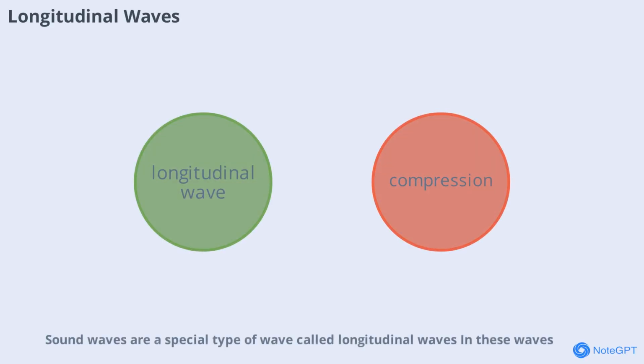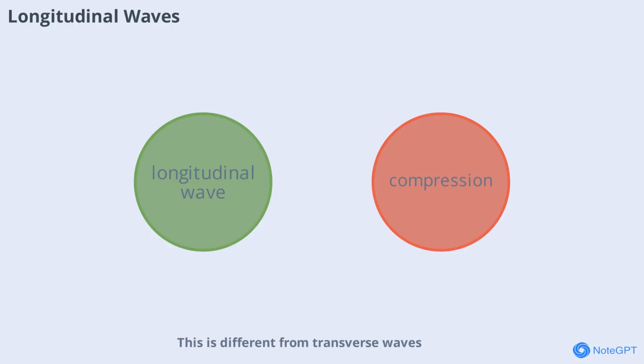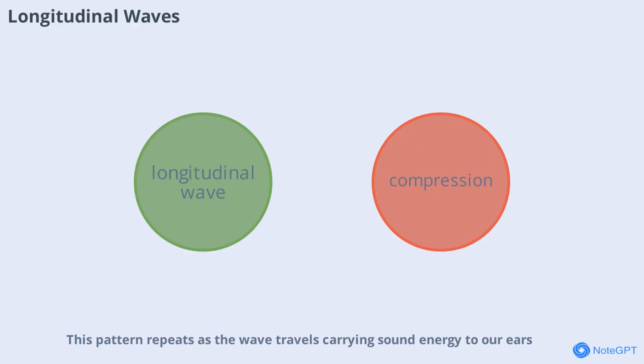Sound waves are a special type of wave called longitudinal waves. In these waves, the particles of the medium move parallel to the direction of the wave. This is different from transverse waves, where particles move perpendicular to the wave direction. In sound, areas where particles are close together are called compressions, and areas where they are spread out are called rarefactions. This pattern repeats as the wave travels, carrying sound energy to our ears.